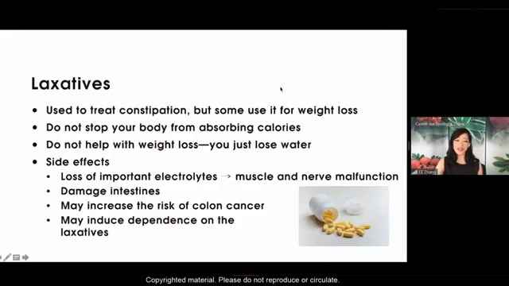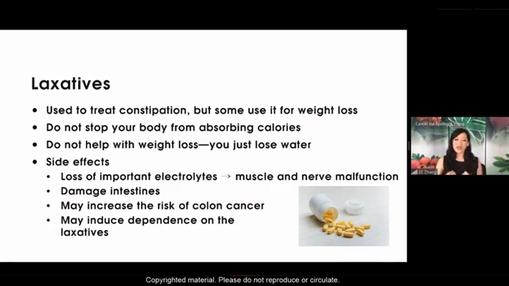Now, another thing that people use for losing weight are laxatives. They think that if they take laxatives and get rid of all the food material that's in their body, then they can lose weight, you know? But laxatives don't actually stop your body from absorbing calories at all.